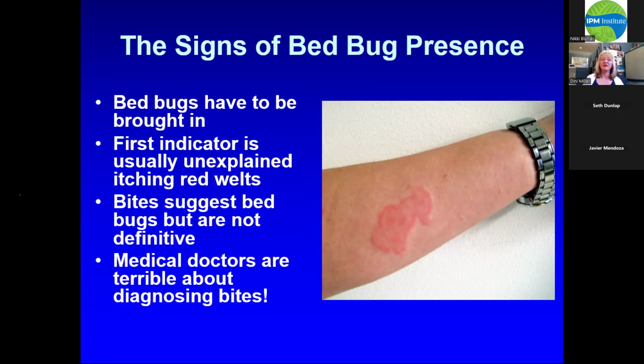And unfortunately, medical doctors, when bed bugs first started being a problem, I had all of these people tell me they had been diagnosed with scabies mites only to find out they really had bed bugs. And if you go see a doctor today, most of them will say, oh, those are bed bug bites. But you really can't tell by looking at them because my bites would look different from yours.